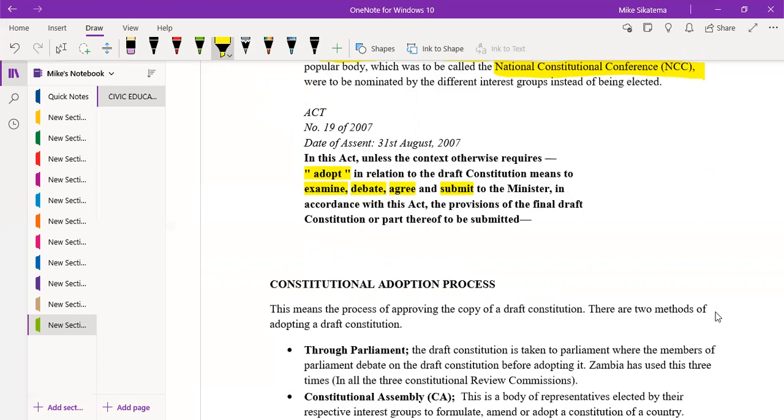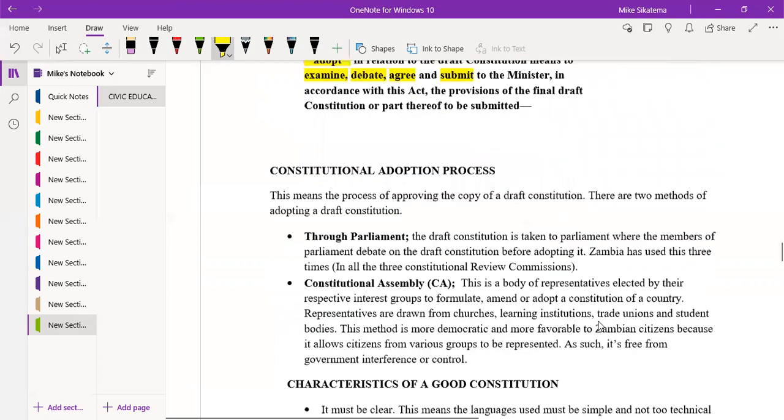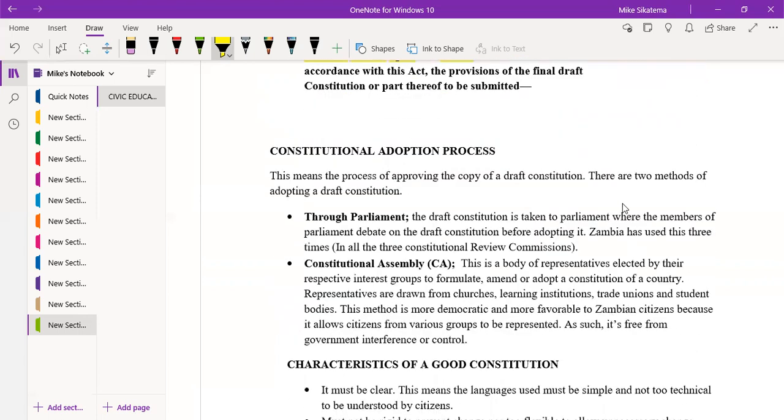So you can have a body that can adopt, examine, debate, agree, and submit some form of additions to the constitution that may be presented to the public in the form of a referendum. So, constitutional adoption process. This means the process of actually approving a copy of a draft constitution, and it can be done in two ways.